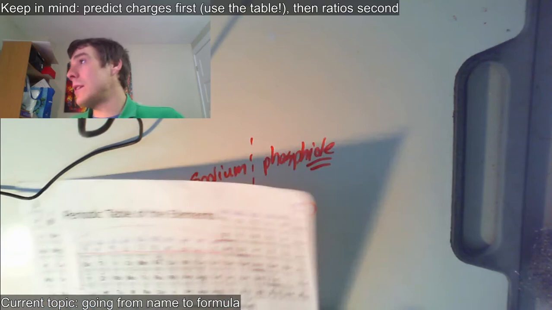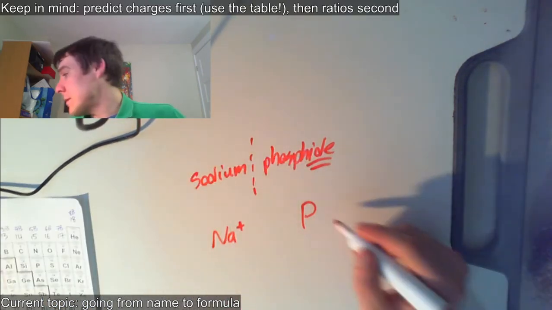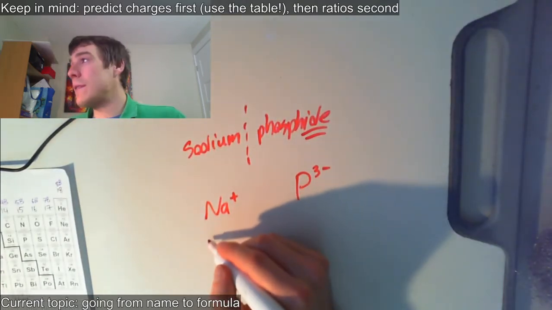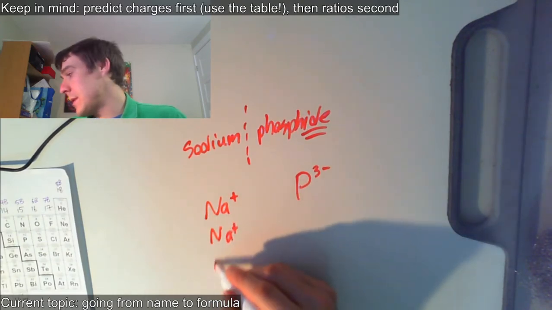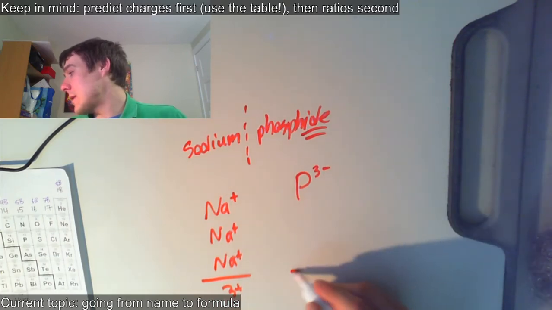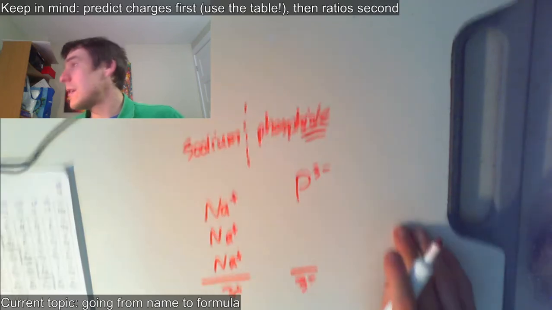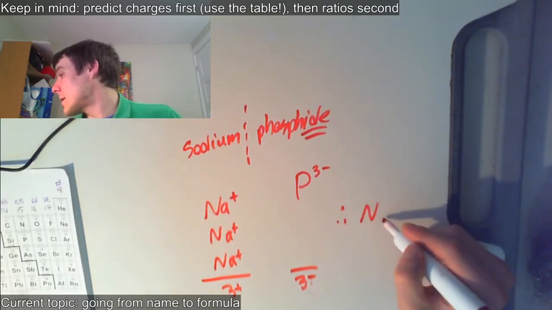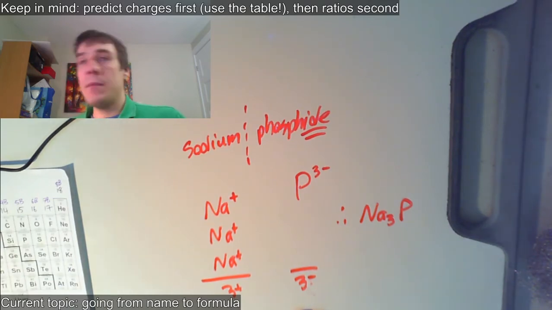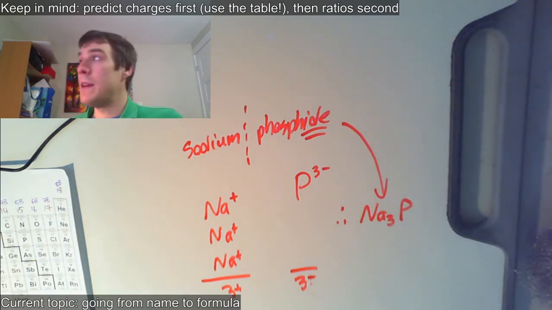Phosphorus, being in the 15th row here under nitrogen, 1, 2, 3 away from argon, is going to make a charge of 3 minus. And the way I think of it in my head is we've got 3 sodiums, because those 3 pluses have to match this 3 minus for the phosphide. Therefore, this thing has a formula of Na3P. So sodium phosphide's formula is Na3P.